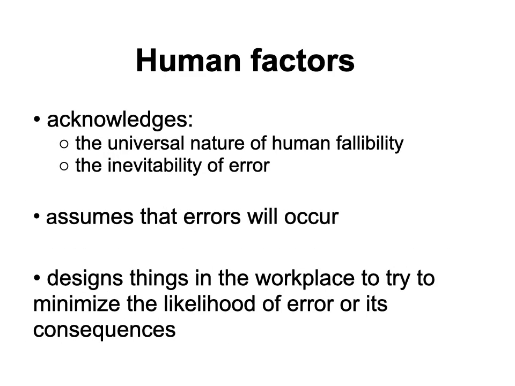The science of human factors acknowledges the universal nature of human fallibility, the inevitability of errors. Assume that errors will occur all the time. So then we design things in the workplace to try to minimize the likelihood of error or its consequences.